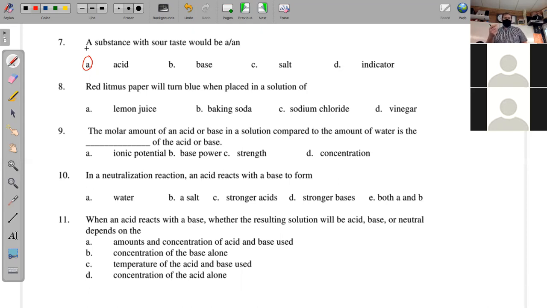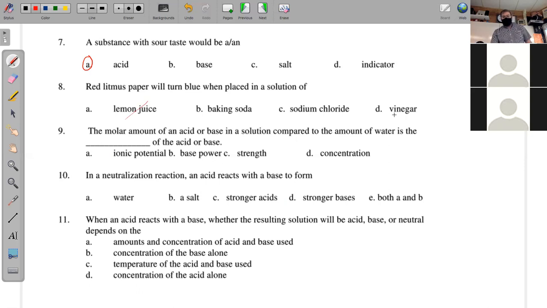It's a solid on the surface, but then as soon as it comes into contact in your mouth and forms a solution, it's a strongly acidic solution. Red litmus paper turns blue in the presence of what? So red means acid. Red litmus paper changes blue when it's in the presence of a base. So you can identify which of these things are bases. Well, lemon juice is from a fruit, so that's an acid.